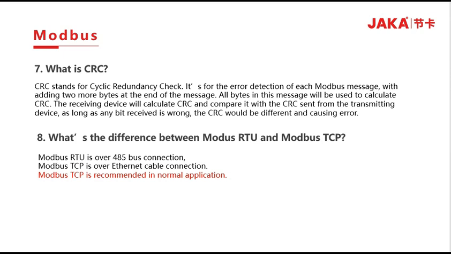What is CRC? CRC stands for Cyclic Redundancy Check. It is for the error detection of each Modbus message. With 2 more bytes added at the end of the message, all bytes in the message will be used to calculate the CRC. The receiving device will calculate the CRC and compare it with the CRC sent from the transmitting device. As long as any bit received is wrong, the CRC will be different and cause an error.